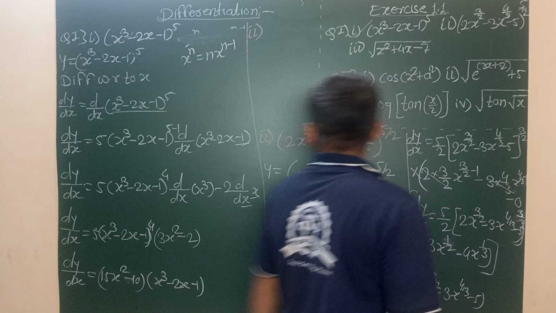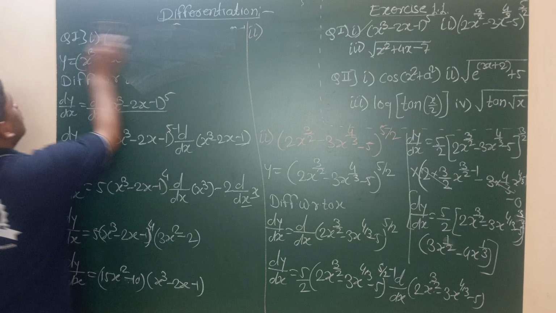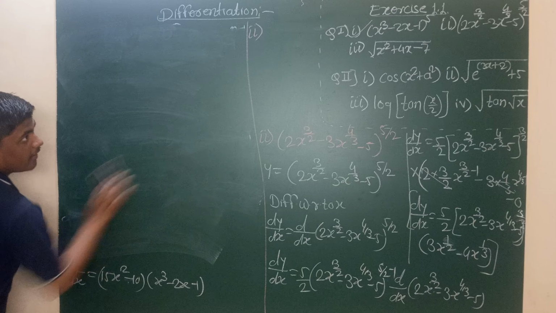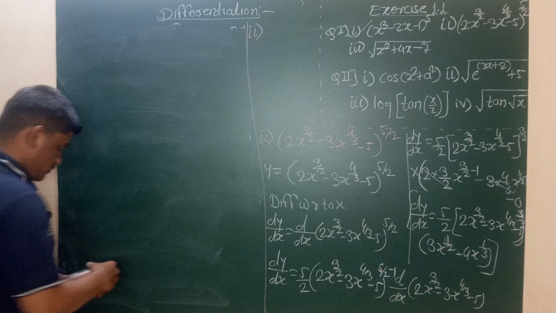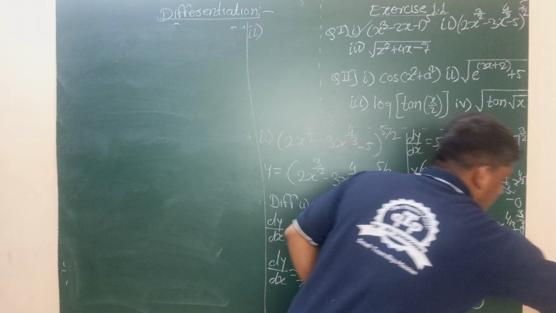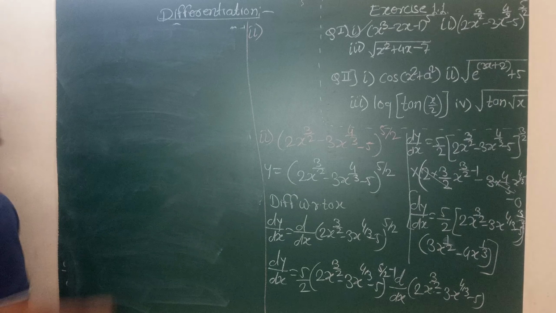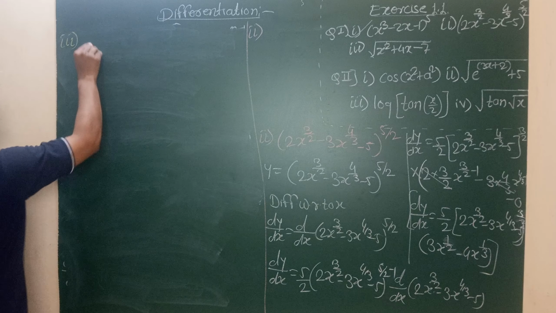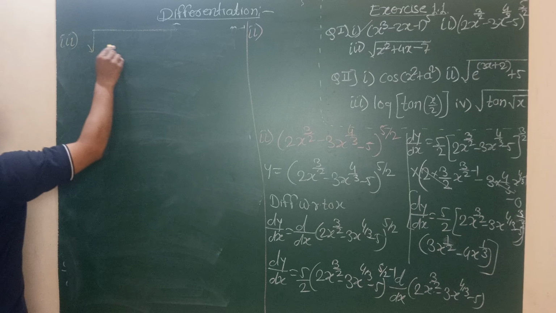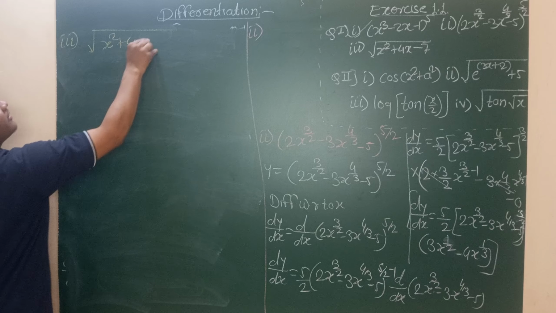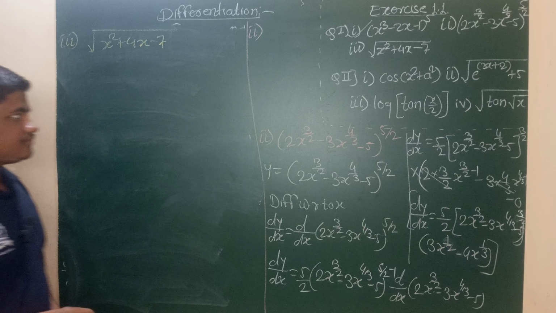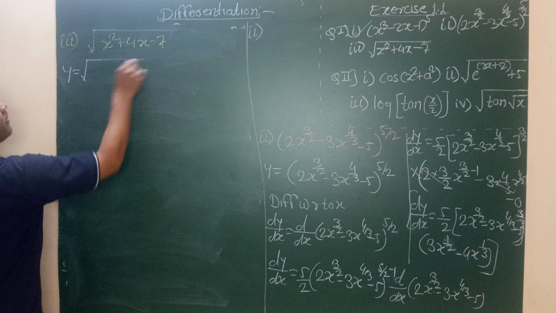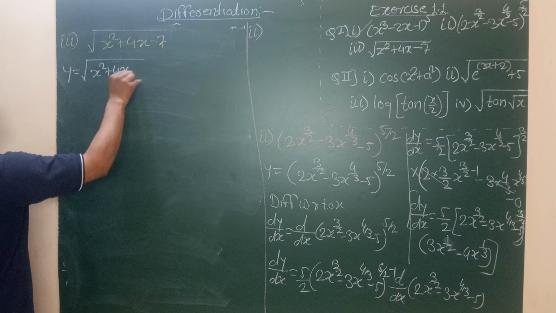Then we go to the next one. Question number 3 will be under root x square plus 4x minus 7. The function is y equal to under root of x square plus 4x minus 7.